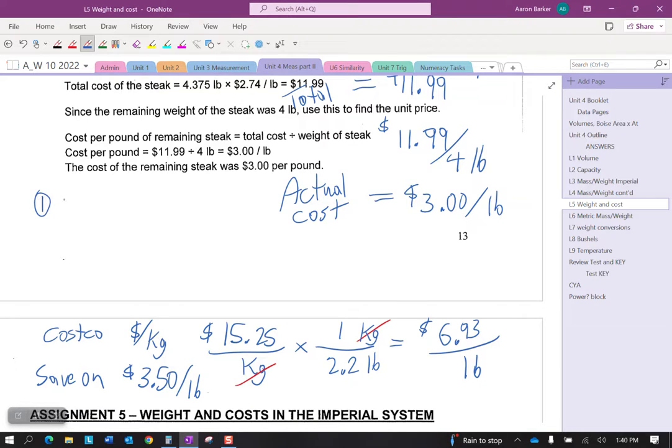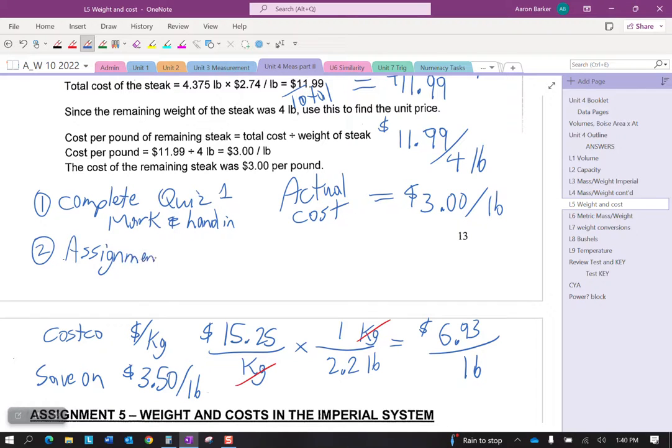Number 1, complete the quiz. Then, of course, mark and hand in. So that'll be quiz 1. And step 2, assignment 5. Some people did complete the quiz and handed it in. Some people did, some people didn't. I think there's about 10 of us that completed it.